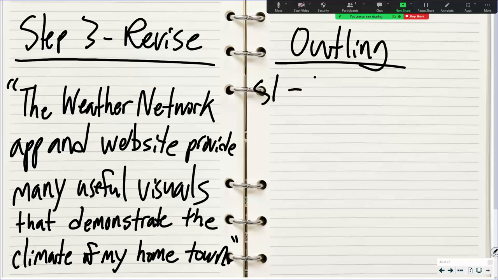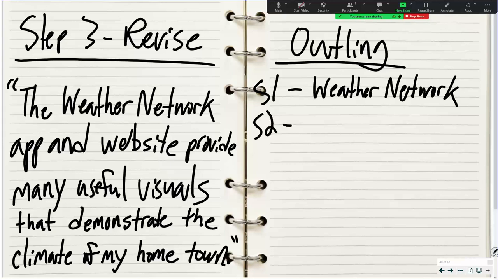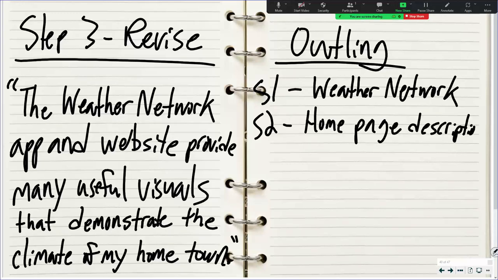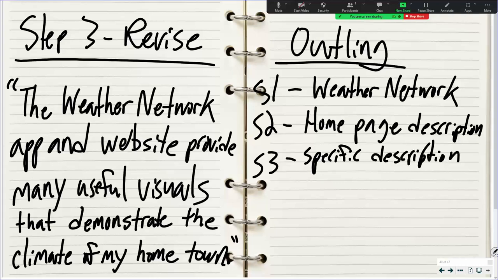Sentence 1 is going to be Weather Network, right? Sentence 2 could be the homepage description, where I just describe the homepage of the Weather Network and the different visuals that are on it. Sentence three could be a specific description of these elements.